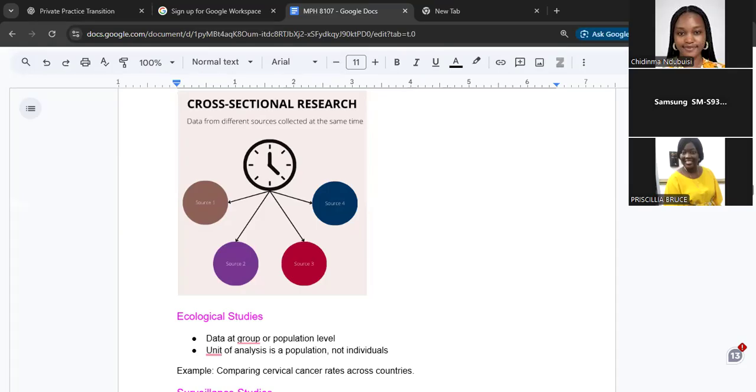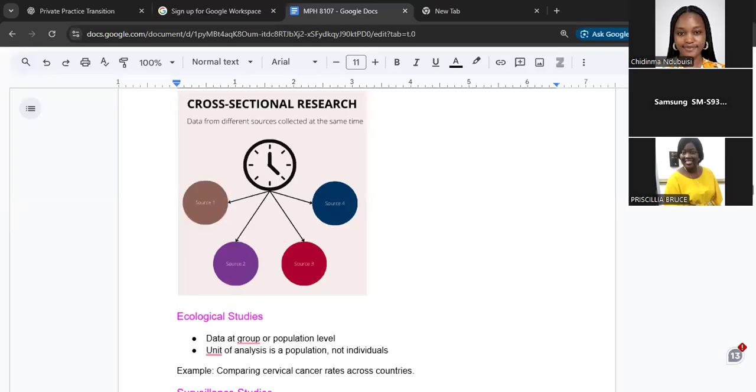So that one time does not mean one day. It's done at a particular time, but not one day. The time can mean we are doing it across weeks. But the point is that the people we've counted before, we are likely not going to count them again. We just want to know what is on ground, basically. That's what cross-sectional research and descriptive research is.